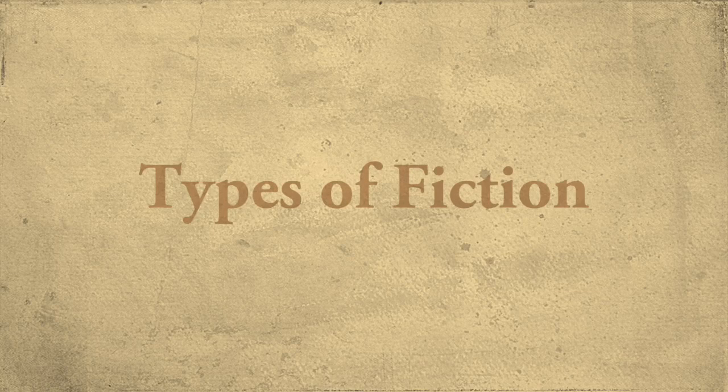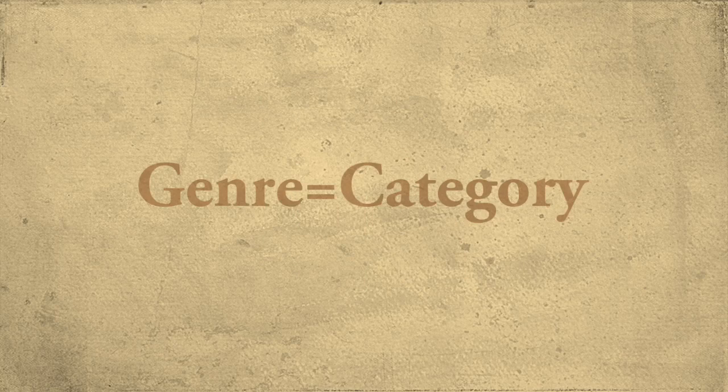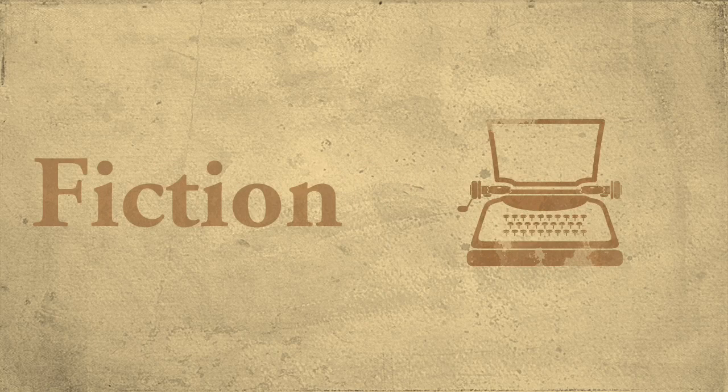Fiction comes in many different forms. Basically, fiction is a form of writing that describes imaginary events and people. It is a main genre or category of writing. But there are many forms of fiction. What types of fiction do you like to read?